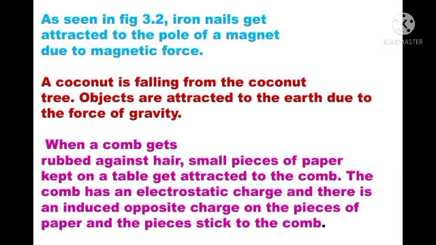So, what are our observations in figure 3.2? Iron nails get attracted to the pole of a magnet due to magnetic force. A coconut is falling from the coconut tree. Objects are attracted to the earth due to the force of gravity. And in the other picture, when a comb gets rubbed against hair, small pieces of paper kept on a table get attracted to the comb. The comb has an electrostatic charge and there is an induced opposite charge on the pieces of paper, and the pieces stick to the comb.